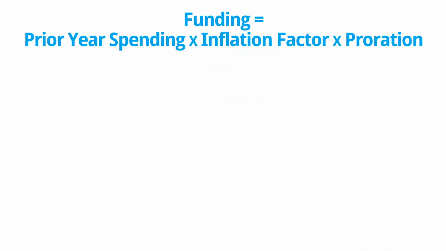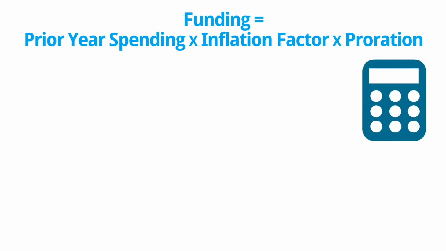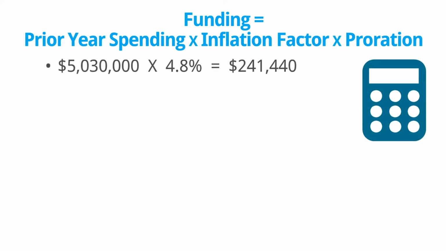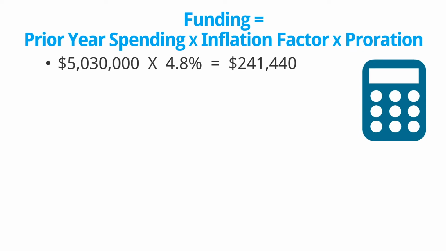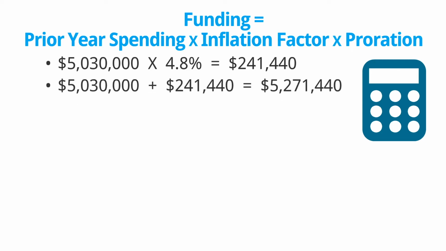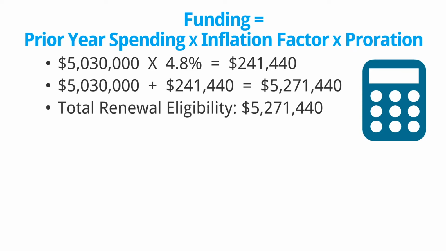A PHA's funding allocation eligibility for the upcoming calendar year would be calculated by multiplying the prior year spending amount of $5,030,000 by 4.8% to determine the inflation factor. In this example, the inflation amount of $241,440 would be added to the $5,030,000 for a total of $5,271,440.